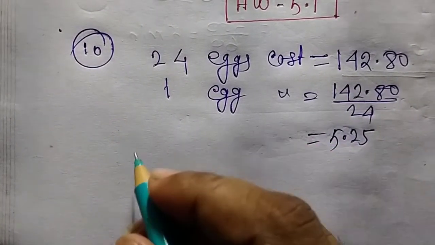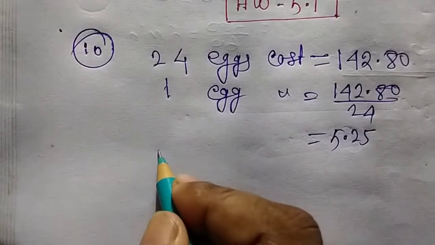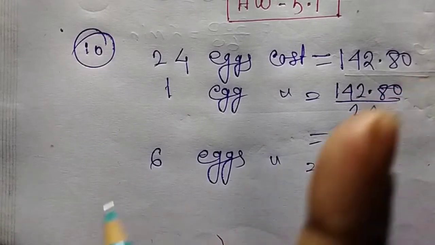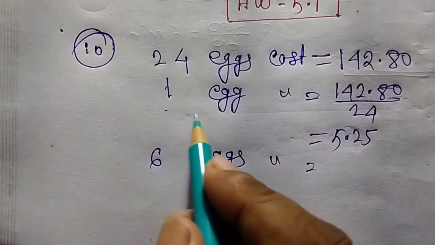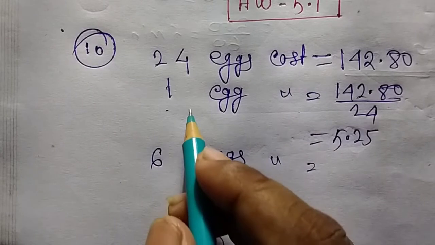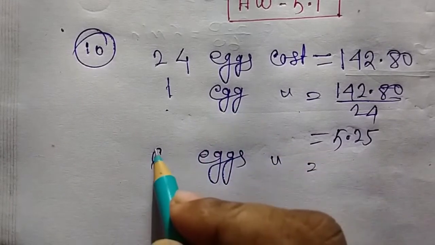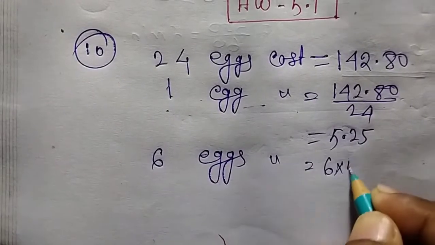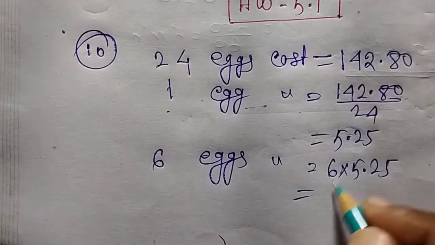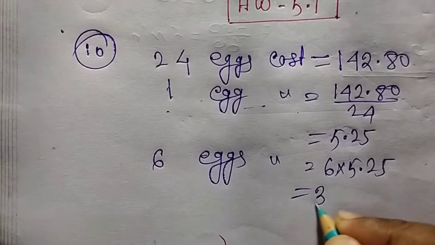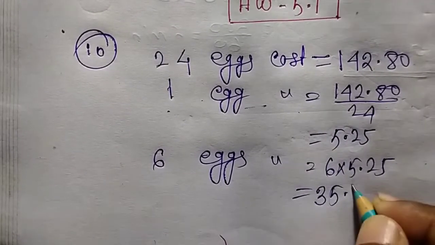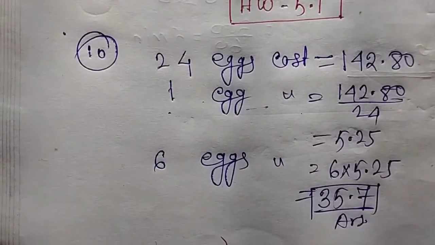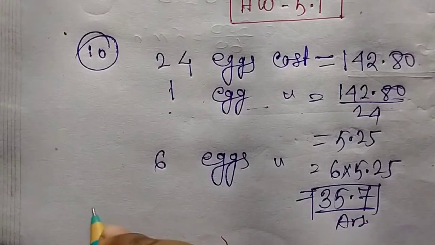Okay, now we have to find the cost of 6 eggs. So if the cost of 1 pen is 5 rupees, what is the cost of 2 pens? 10 rupees. How will we get 10? 2 into 5. So in this case we have to multiply 6 into 5.25, and our answer will be 35.7. So this is our answer. Understood everyone? Now you can solve all the story sums of B.